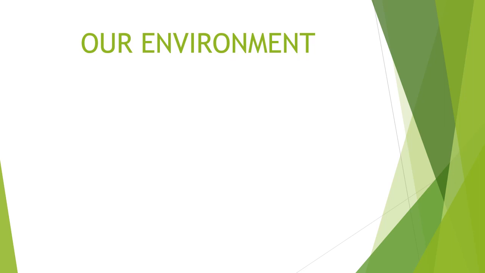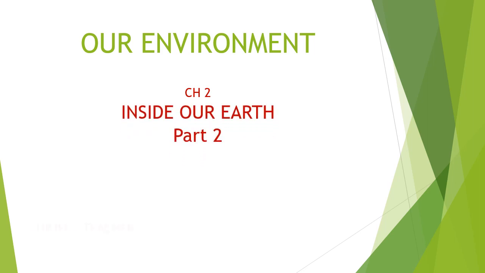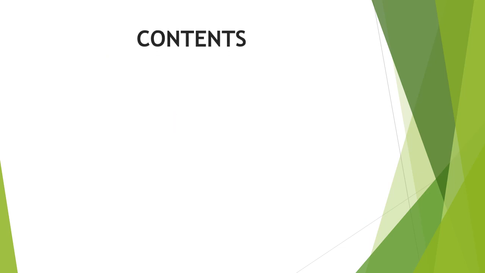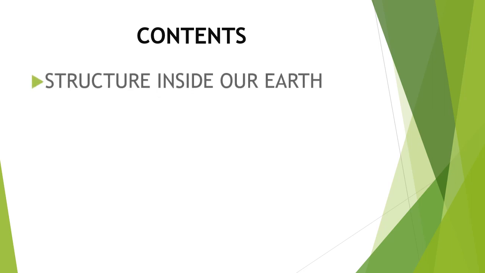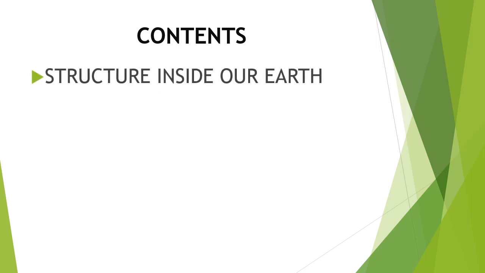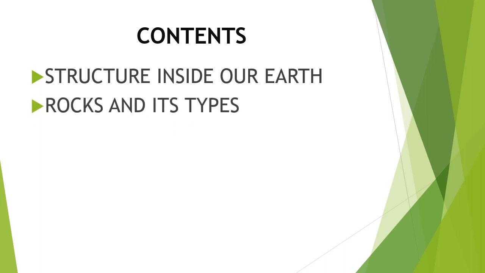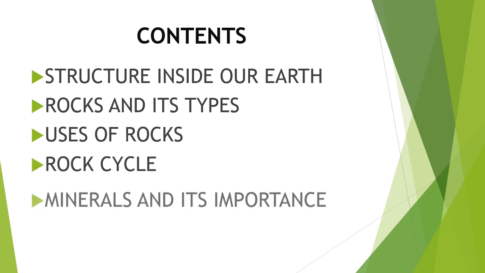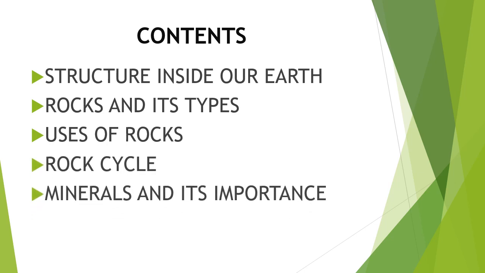Hello everyone. So once again I am ready with our social studies book Our Environment, Chapter 2 Inside Our Earth, Part 2. Contents of this chapter are structure inside our earth, what we have seen in our first part. Today we are going to see rocks and its types, uses of rocks, rock cycle, minerals and its importance.